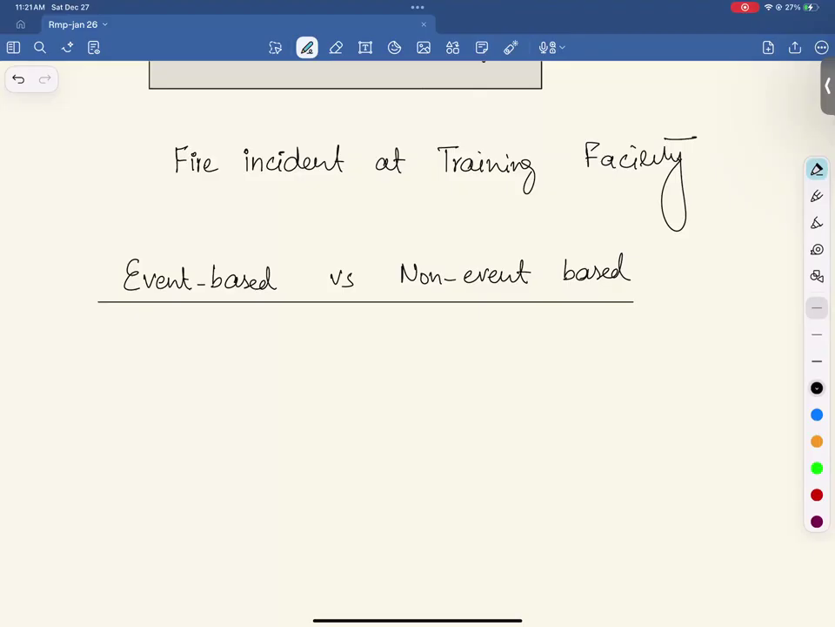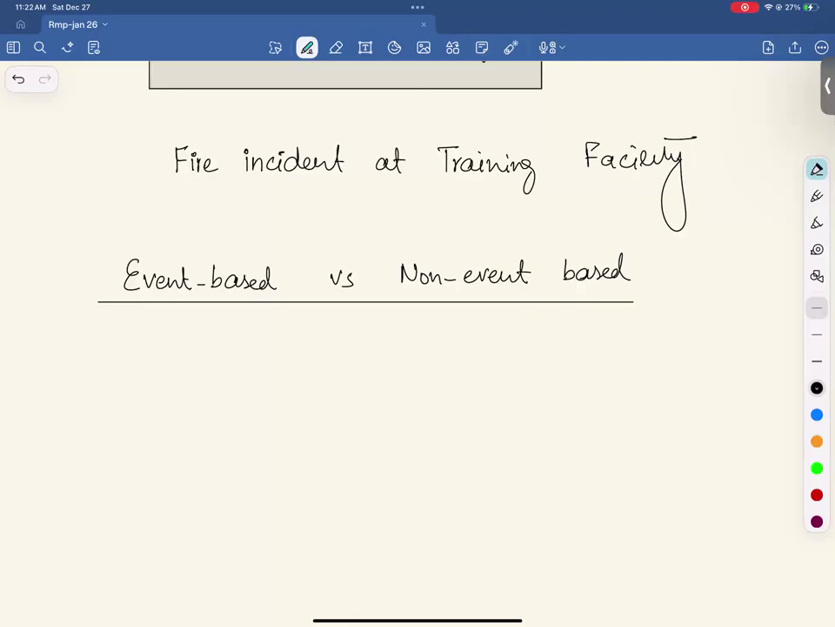Event-based risks are risks where some physical, tangible event happens. That's an event-based risk. Let's say an unfortunate accident, a road accident. This is an event. Something is happening, right? It has happened, and as a result of that, there are some negative or positive consequences. This is event-based risk. Non-event based risks are risks where nothing tangible happens, but still there are negative or positive consequences.